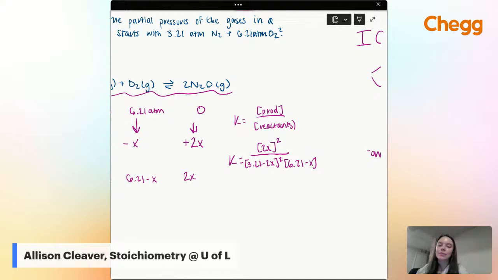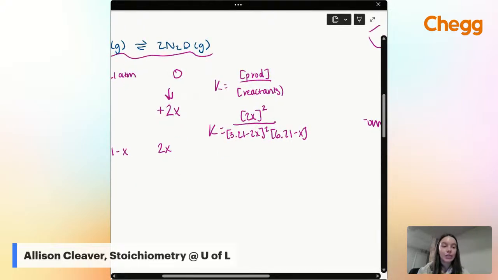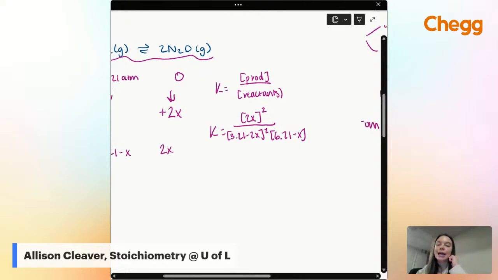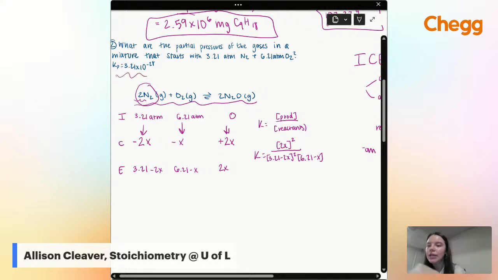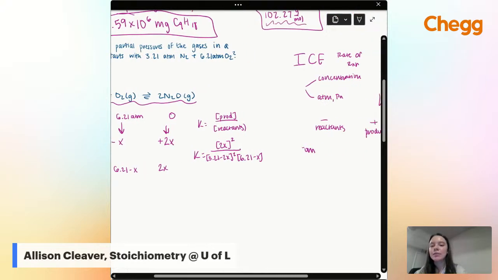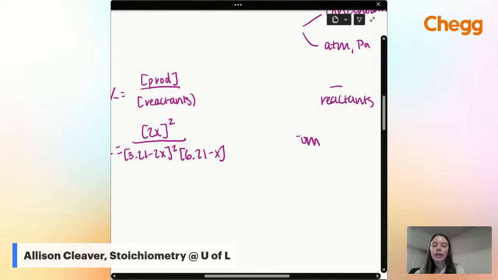All right. So now we need to find out what x is, and we can do that because the problem gives us what K is, which is 3.21 times 10 to the negative 28th.